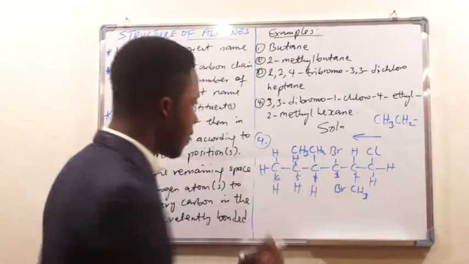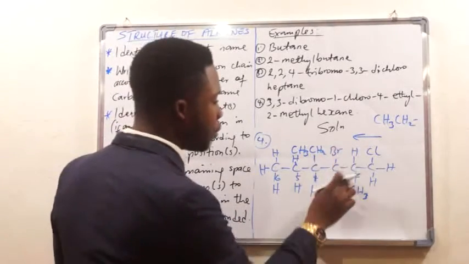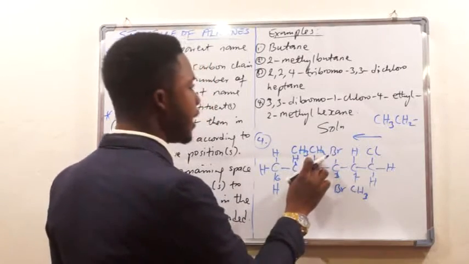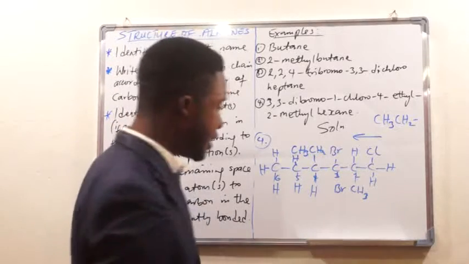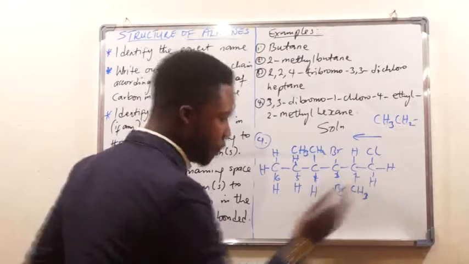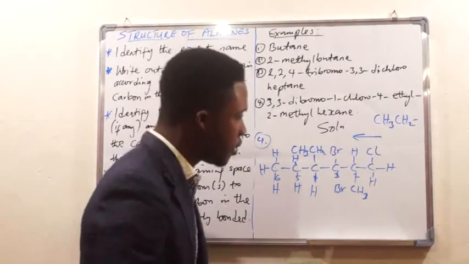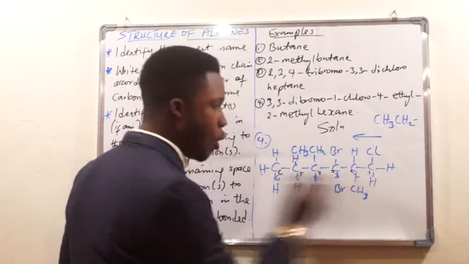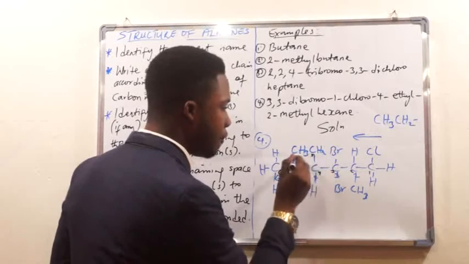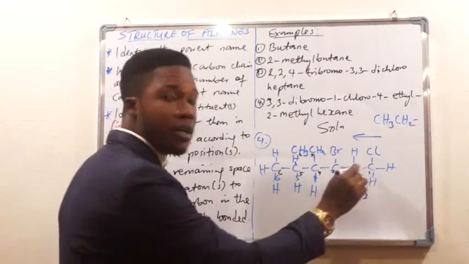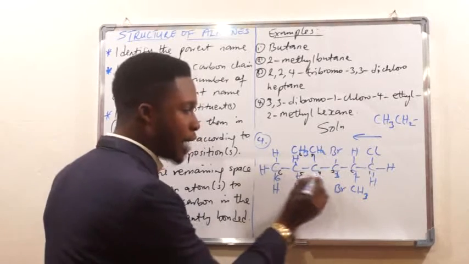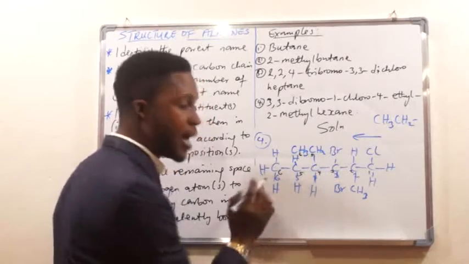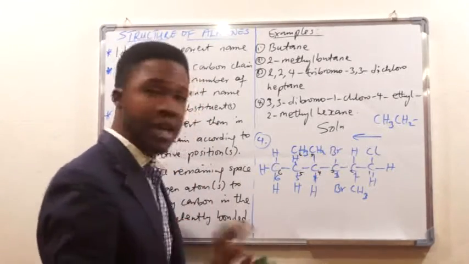Now, this is 3,3-dibromo, 1-chloro, 4-ethyl, 2-methyl hexane. Now, this is the longest chain. This is the longest chain here. 1, 2, 3, 4, 5, 6, or 1, 2, 3, 4, 5, 6. In whichever way we go, at carbon 4, there is an ethyl group. Carbon 4 ethyl, and the longest chain is 6, which is hexane.